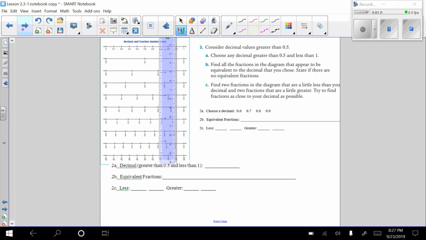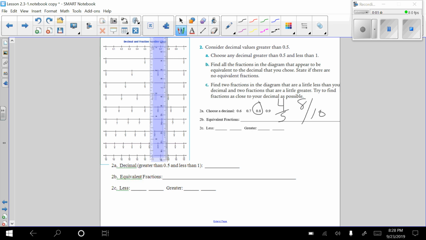Let's look at this. Consider a decimal that is greater than 0.5. I'm going to start with 0.8. You can pick any that you choose. And I'm going to find equivalent fractions. Well, if I look down my number line, I can see that 4/5 is the same. I can also see that 8/10 is the same.